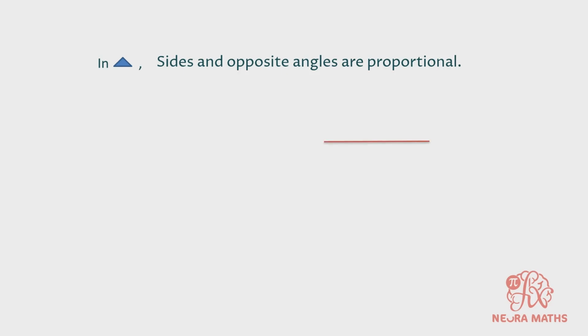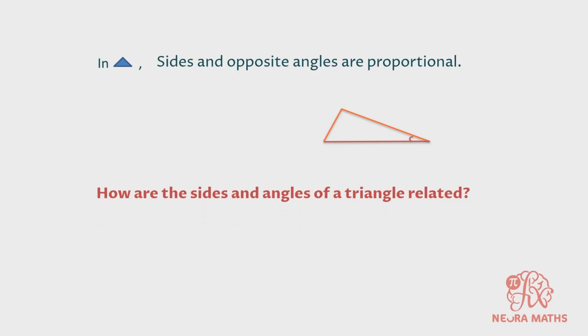Previously we studied triangles, and we said that the sides of a triangle are proportional to the measures of their opposite angles. In other words, the greater the angle, the longer the opposite side, and the smaller the angle, the shorter the opposite side. But how proportional are they? What relationship can we set between the angles and sides of a triangle? How do we link the angles and sides of a triangle?